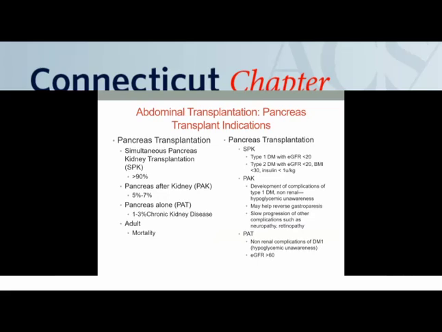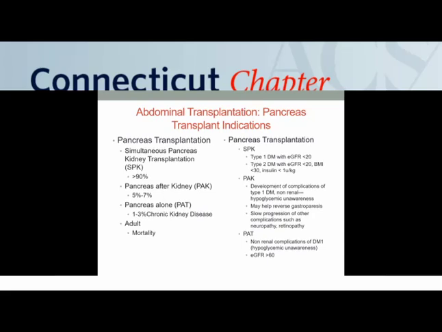The most common is what we call simultaneous pancreas and kidney transplant. Then there's pancreas after kidney, which is about 5 to 7%, and then pancreas alone, which is about 1 to 3% of those patients. Again, the reason to do pancreas transplant is to reduce mortality, although the reduction in mortality with pancreas transplant is not as clear as it is with the other 2 organ types I talked about.